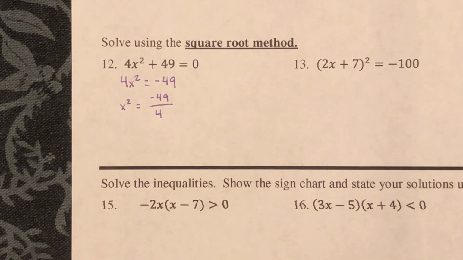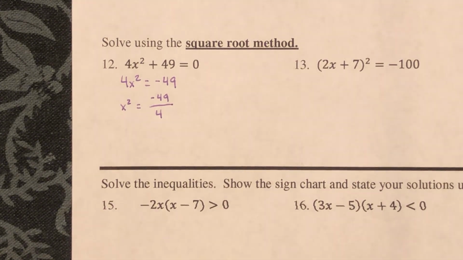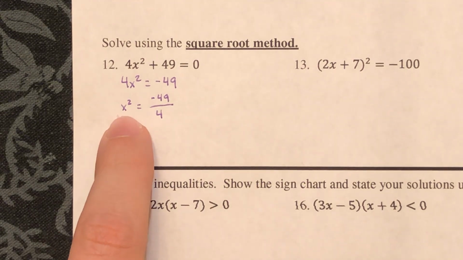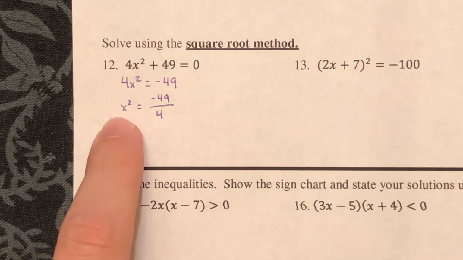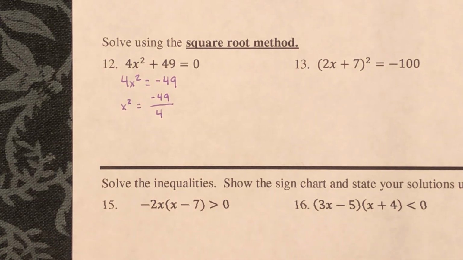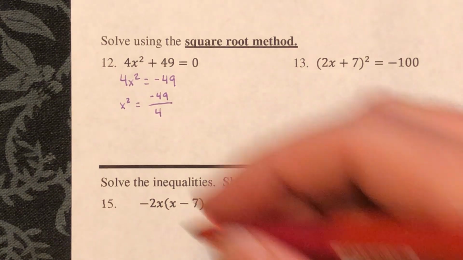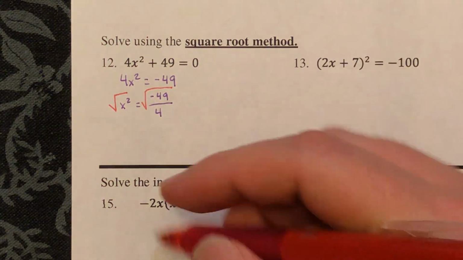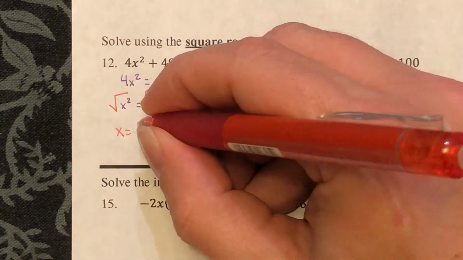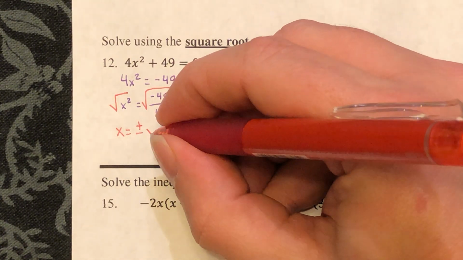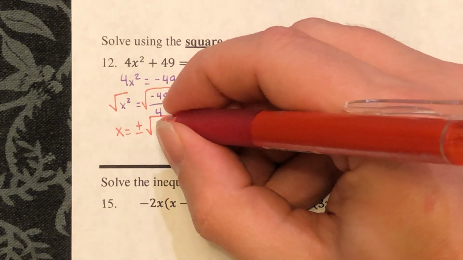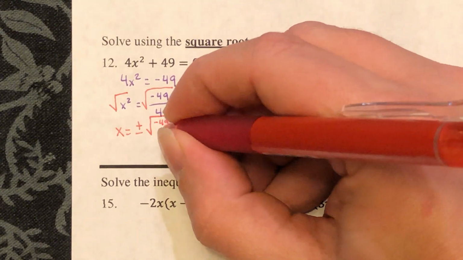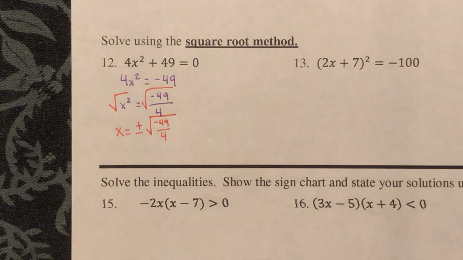So there were 3 things to remember with this. The first thing to remember is before we take the square root, we want what is squared to be alone. So we've accomplished that. The second thing we need to remember is while we take the square root, I need to take both the positive and the negative square root. So x equals positive and negative square root of negative 49 divided by 4.